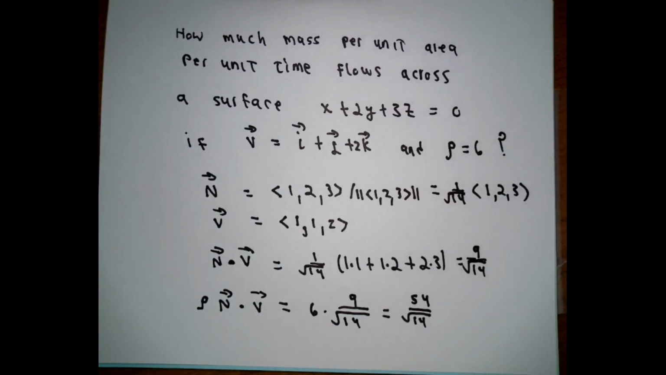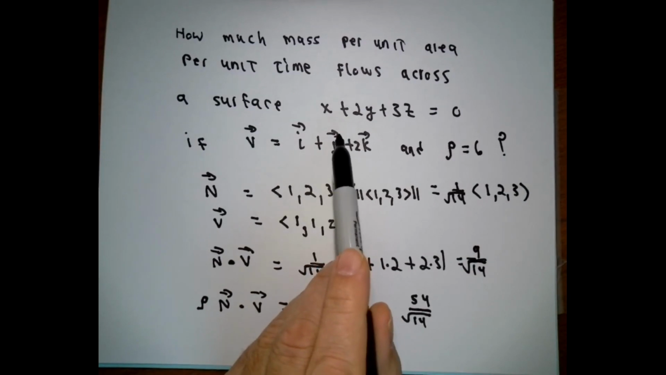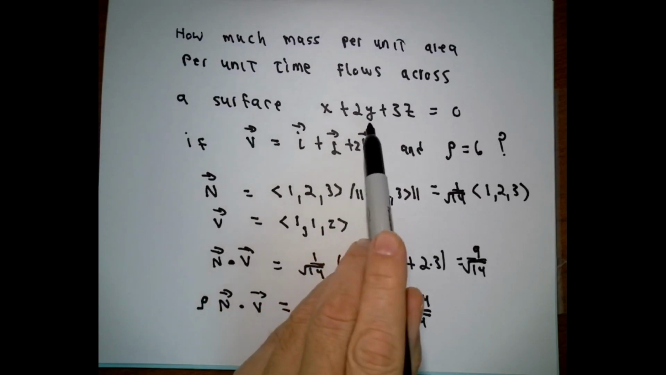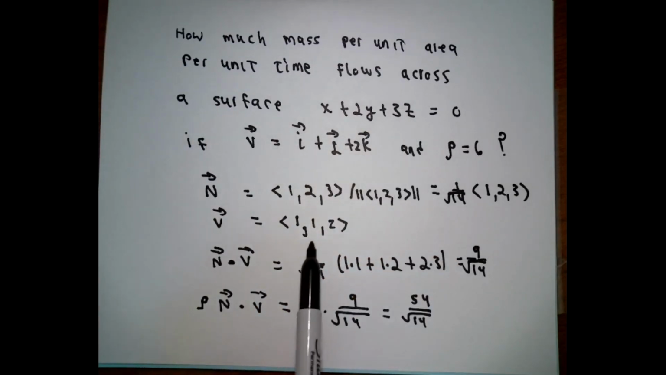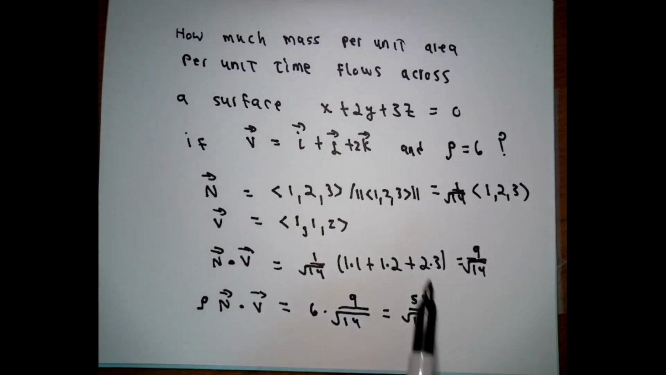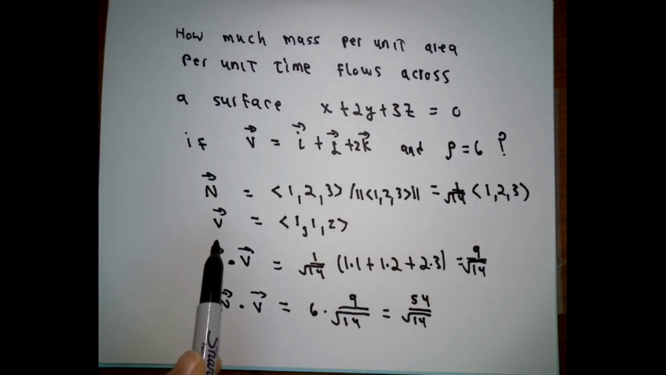If you remember from Calc 3, a normal vector for the plane is given by the coefficients of the x, the y, and the z. So the vector i plus 2j plus 3k points at right angles to the plane. To make it have length 1, I'll divide by its magnitude. The velocity vector was given. The dot product of n and v is straightforward to calculate. Mass density times that dot product gives me the number of kilograms per second per square meter that crosses the surface in this situation.